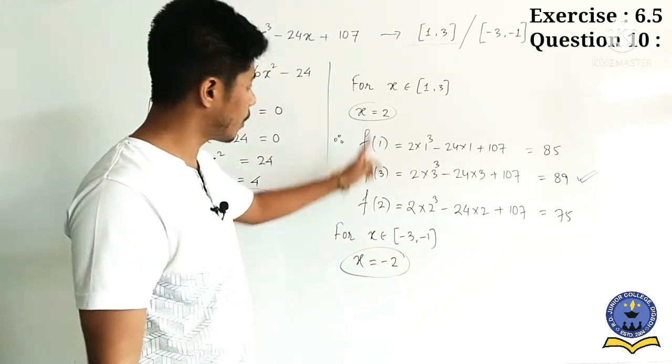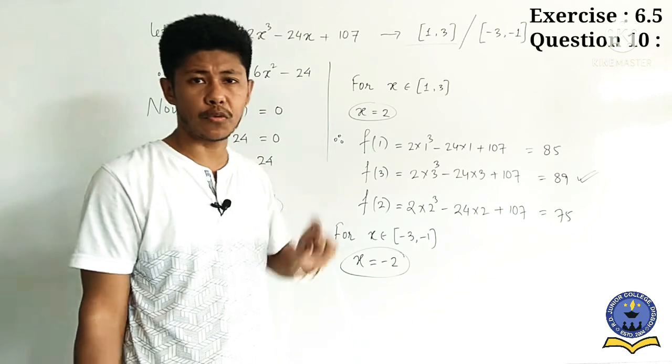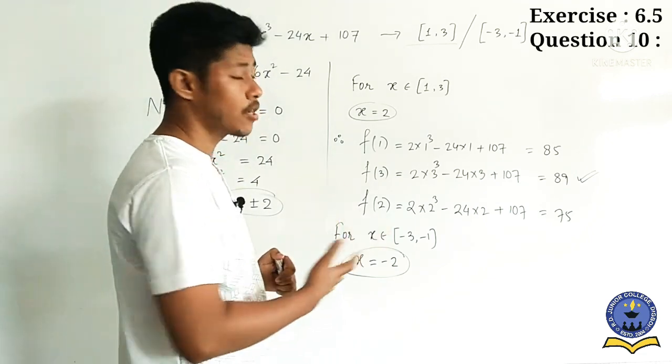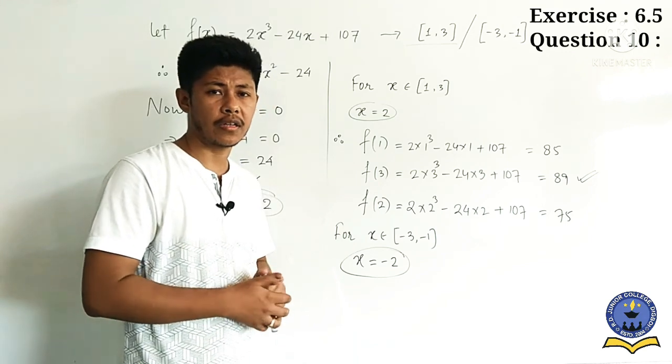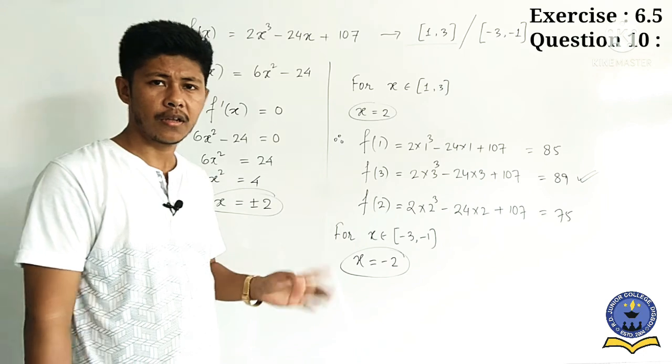For the second one, you try yourselves: put -2 once, put -3, put -1, and calculate; you will get the maximum value 139. Is it clear? I hope all of you understood this one. Did you understand? Okay.